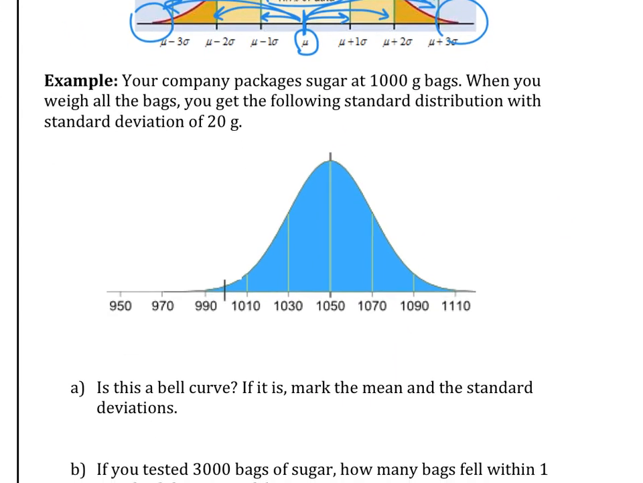Now, how do we actually use that? Let's go ahead and look at this question. Your company packages sugar in 1,000 gram bags. When you weigh all the bags, you get the following normal distribution with a standard deviation of 20 grams. First question, is this a bell curve? Bell curve means, is it normally distributed? It looks like it is, so we're going to say that is a very nice bell curve. If it is, mark the mean and the standard deviations.